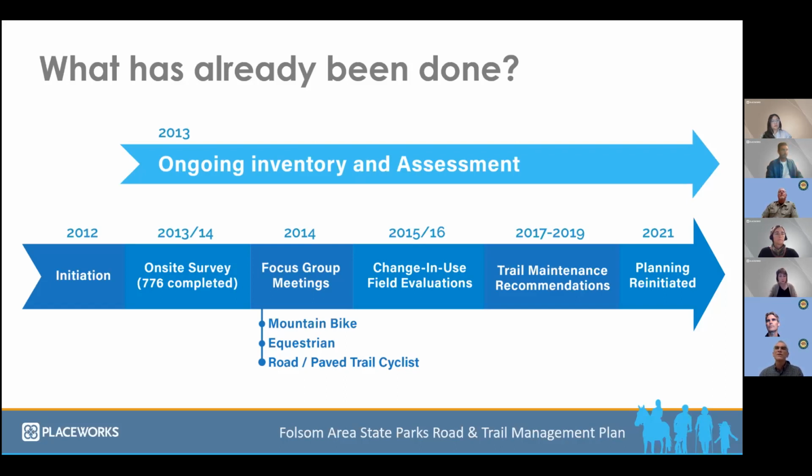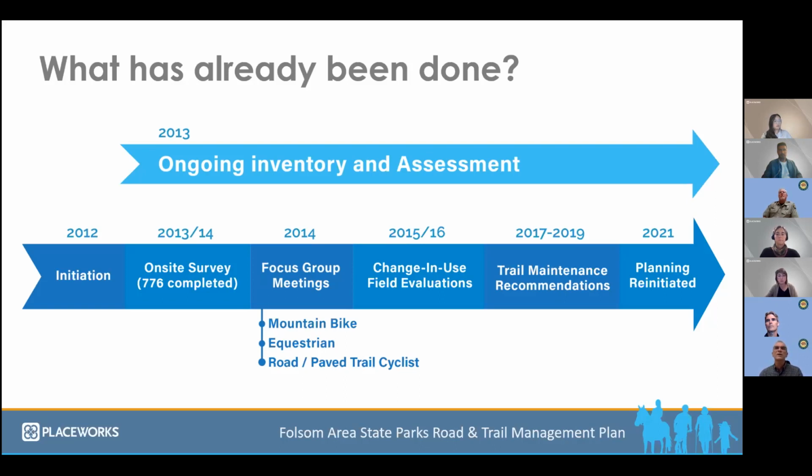In the following couple of years, 2015 and 2016, field evaluations were completed for all changing use requests that were received. We will discuss the changing use process and these evaluations later in the presentation. In 2017 through 2019, trail maintenance recommendations were developed. These are specific trail segment by segment recommendations identifying if the trail requires maintenance, reconstruction, realignment, or some other action.